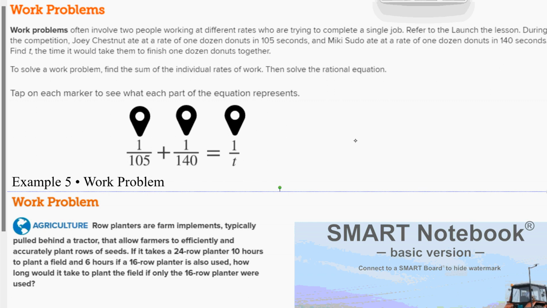When we look at work problems, we're looking at some kind of rate being completed in an amount of time. So rate equals 1 over t. If you have multiple people, like in this scenario, Joey Chestnut had the record for most hot dogs eaten, and then Miko Sudu, I think he had it at one time as well. Joey ate 1 dozen donuts in 105 seconds, and Miki, however you say that, ate it in 140. How long would it take them to eat 1 dozen donuts together?